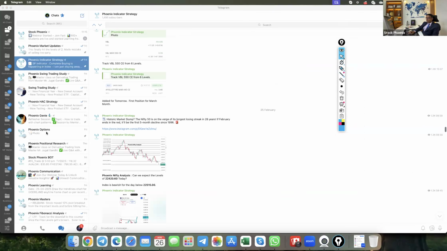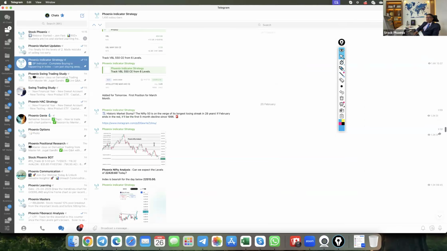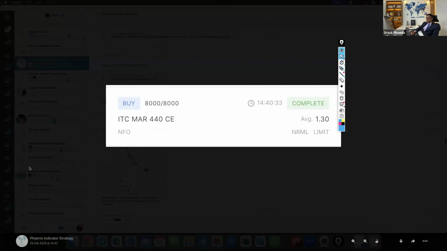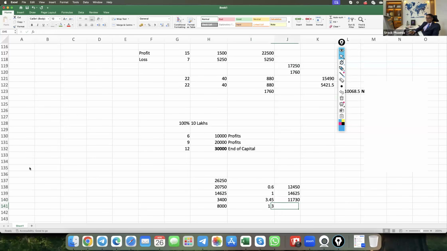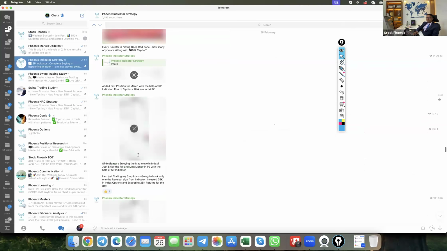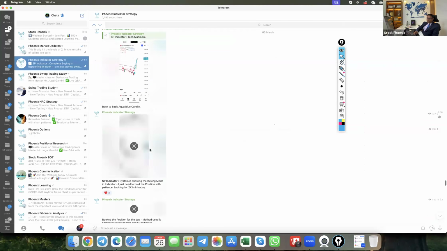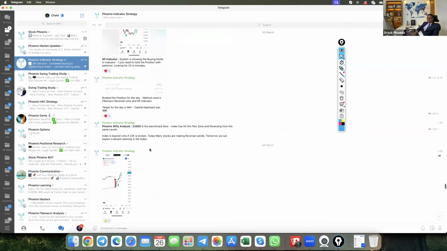3,400 into 3.45, investment is 11,000, right? Just because 8,000 into 1.3, 10,400. So whatever I deploy, the capital remains between 10 to 30,000 rupees. But you, as a starting point, stick with only 10,000.